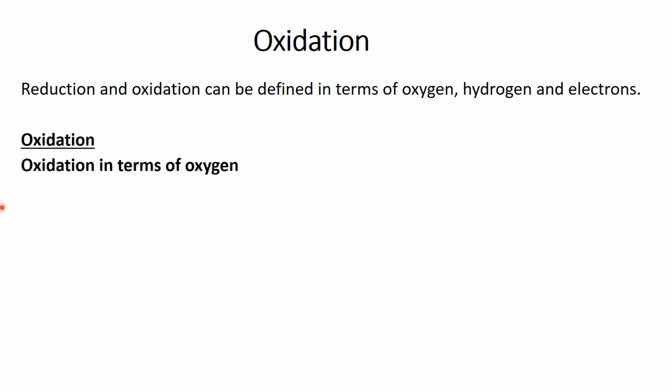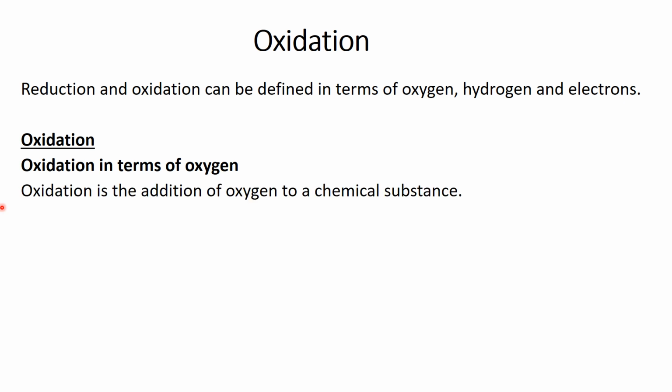So oxidation in terms of oxygen is defined as the addition of oxygen to a chemical substance. So when you add oxygen to a chemical substance, we say that substance has been oxidized. Example, when magnesium reacts with oxygen, what's going to be formed is magnesium oxide. So we say magnesium has been oxidized to mean it has gained oxygen.